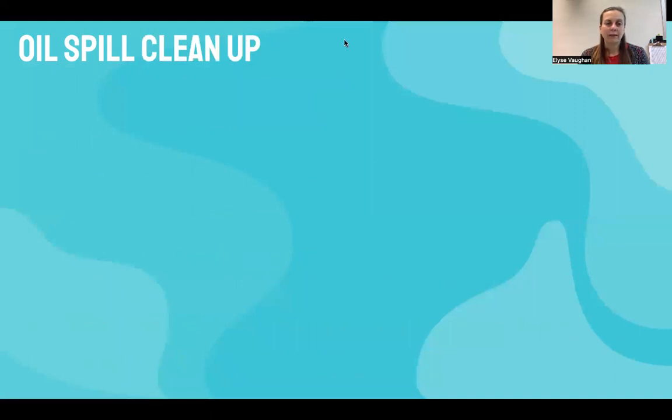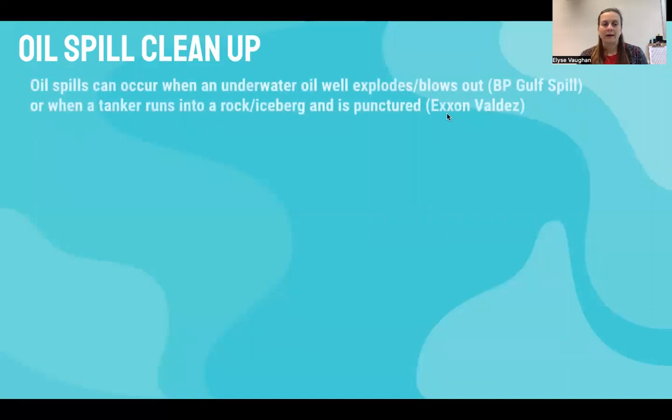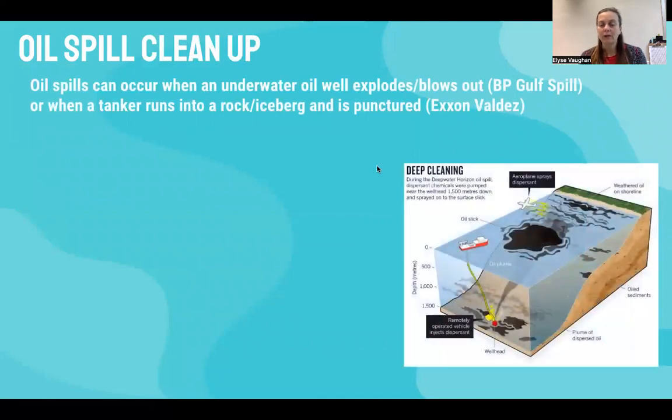So how do we clean it up? These spills can occur when we have an underwater oil well that explodes or blows out, like the Gulf of Mexico spill, the BP Deepwater Horizon oil spill, or when a tanker runs into something, runs aground, runs into a rock, runs into an iceberg, and is punctured. So the Exxon Valdez in 1989, I think, is an example of that one.